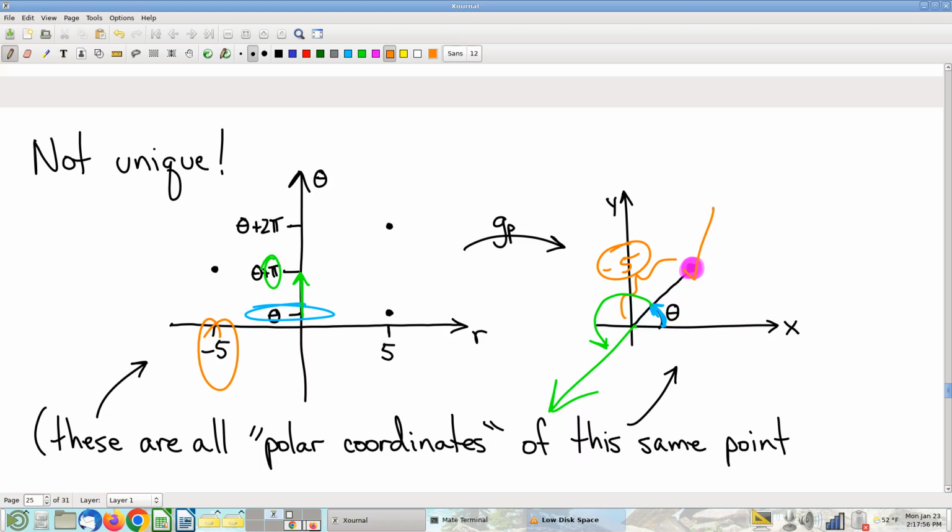So polar coordinates has a serious uniqueness problem, and it is something you kind of have to always keep your eyes out for. Okay. All right, let's see here.